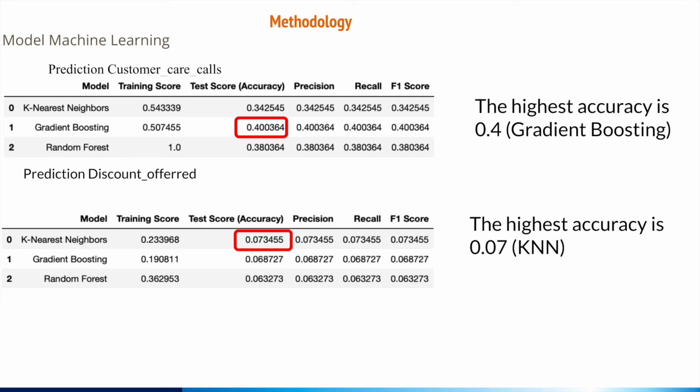Now I want to try to predict the other variables. First, predicting customer care calls, the same as the first one, we got the highest accuracy of 0.4 from gradient boosting. And as the last one, we try to predict the car offer, and we got the highest accuracy of 0.07. We do believe it's not a good result, so it means we cannot predict this variable.